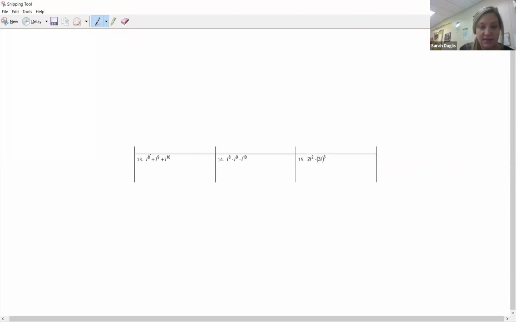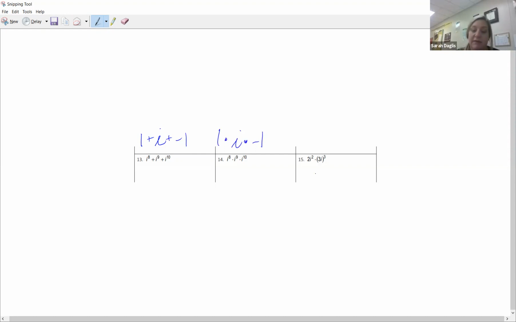So i to the 8th is the same thing as the number 1. i to the 9th is going to simplify to just i. And i to the 10th is going to simplify to i squared, which is -1. So I want you to simplify each piece and then add them together. Same thing with 14, which is actually the same numbers. You're going to take 1, i, and -1, but here you're going to multiply them together.